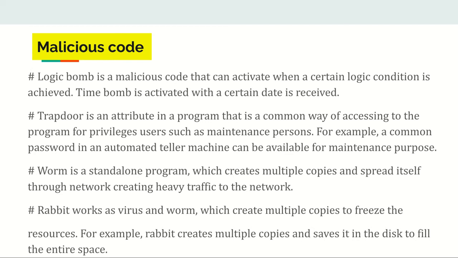Rabbit works as a virus and worm which creates multiple copies to freeze the resources. For example, Rabbit creates multiple copies and saves them on the disk to fill the entire space. The hard disk will be filled by this worm, so we cannot use it further. The operating system and other software will get stuck because the memory and the hard disk are filled.